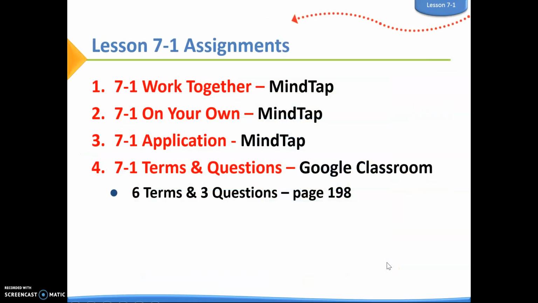So we're going to head over to MindTap and do our 7-1 work together where we will be putting together a net income statement.